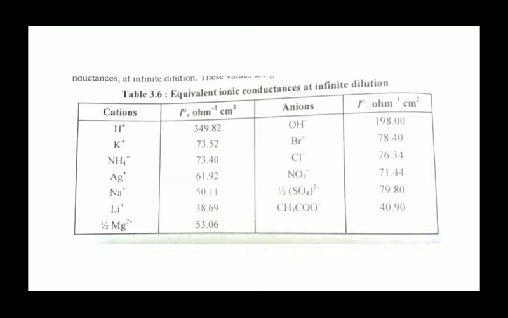Calculation of lambda 0 for weak electrolyte. Two methods are used to calculate lambda 0 of a weak electrolyte. Suppose that lambda 0 of acetic acid, a weak electrolyte, is to be obtained. Method 1 is based on Kohlrausch's law and a table of equivalent ionic conductance at infinite dilution. These values are given in this table.